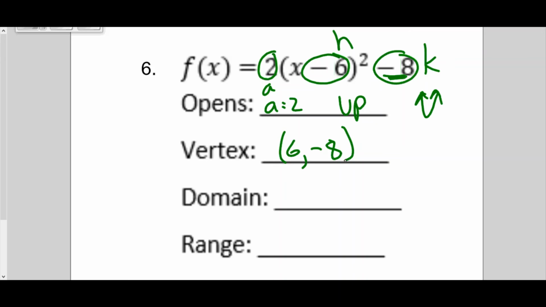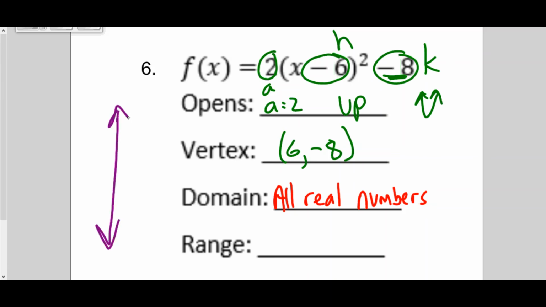The domain, remember, for quadratics, the domain is always going to be the same because we can put any value we want in for x. It's going to be all real numbers. In other words, there's going to be no restrictions on what we can put in for the x's, but there will be a restriction on the y. So to figure out the y restriction, we're going to graph this.